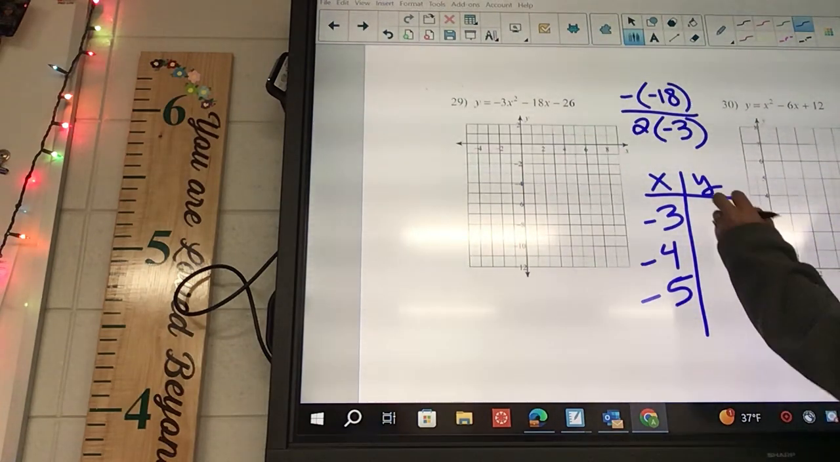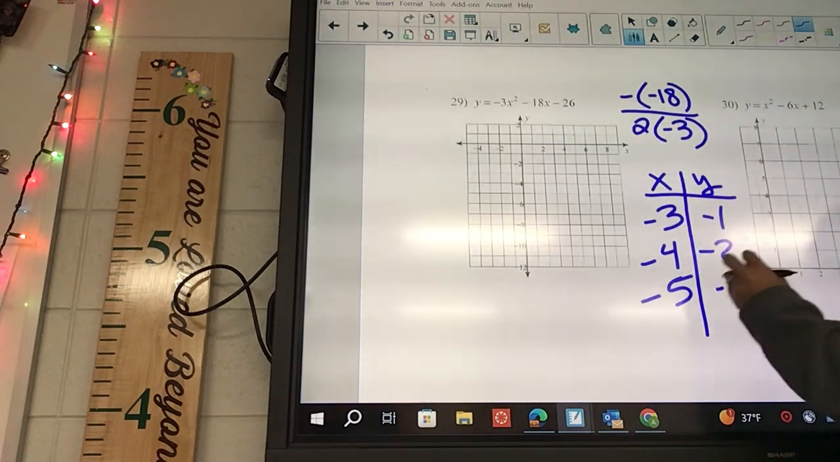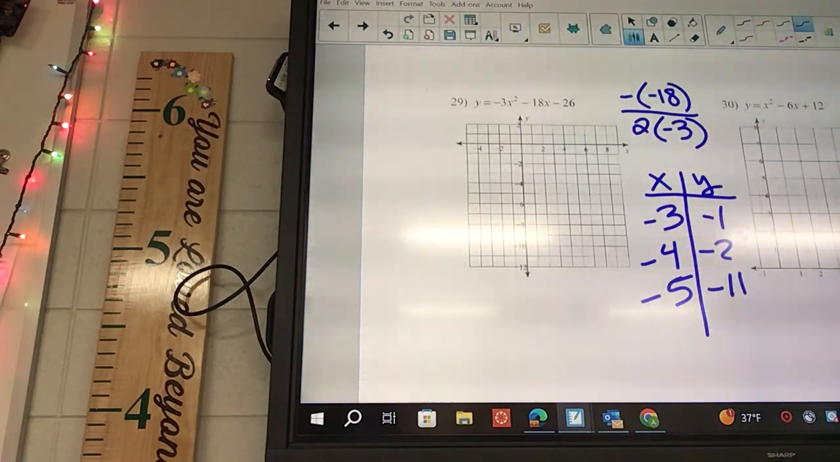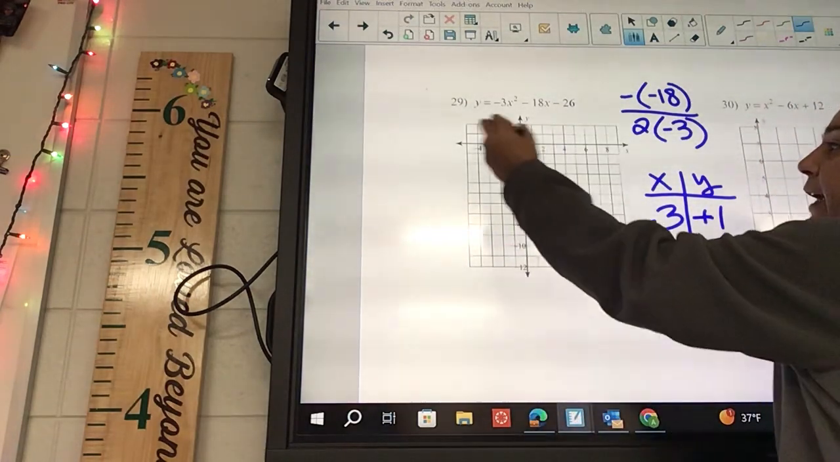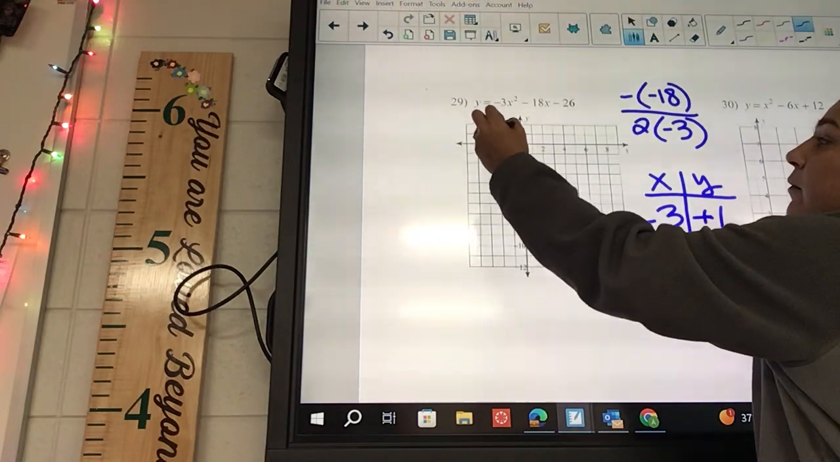Okay, what'd you guys get for the other ones? Negative 1, negative 2, negative 1. The ones were positive, not negative. So are those right? People agree? Yes. Okay, so my graph starts at -3, 1.